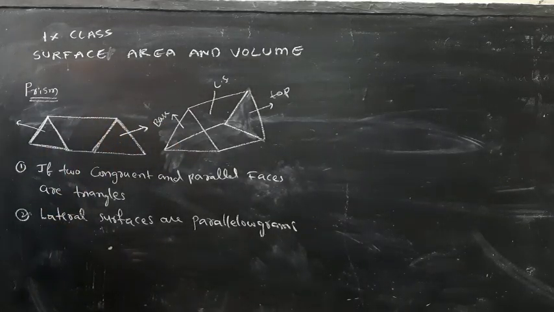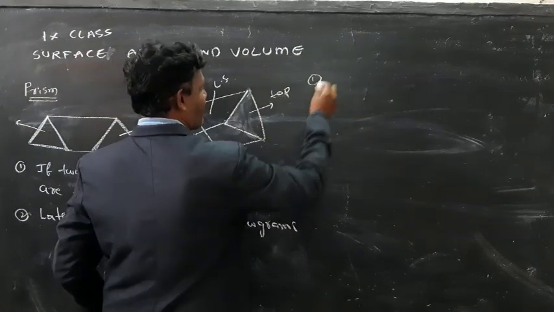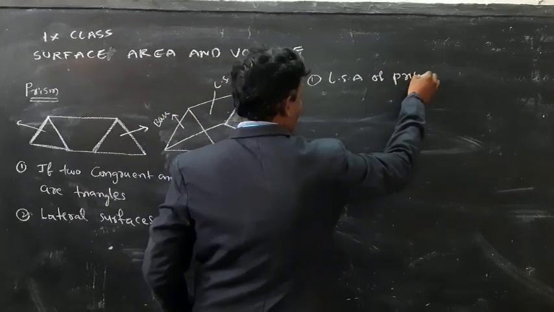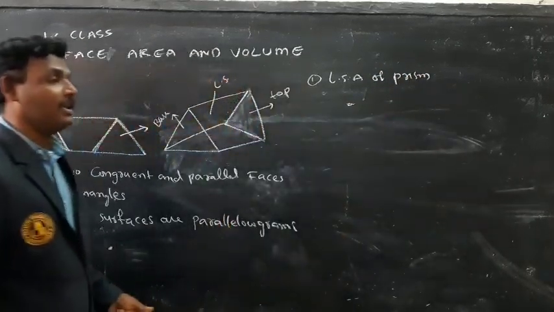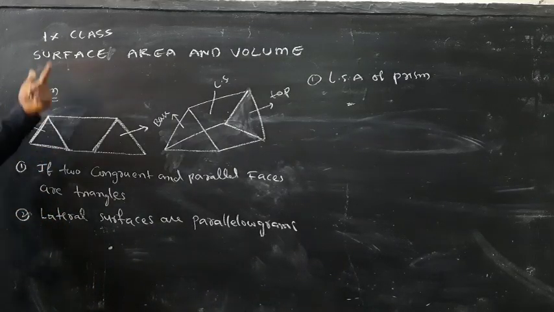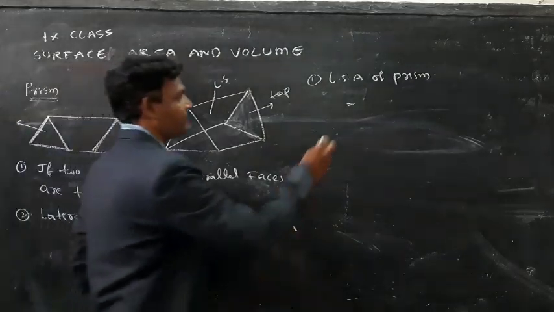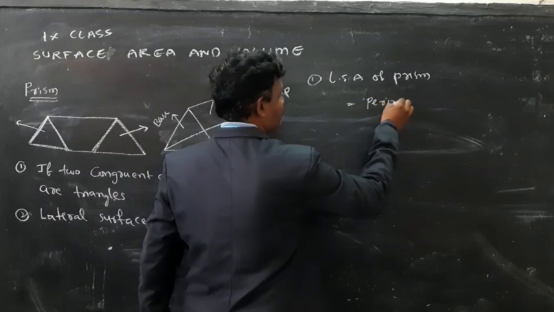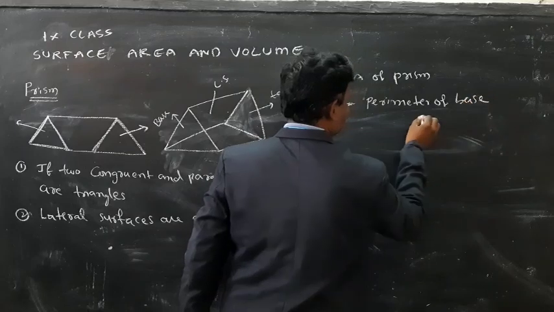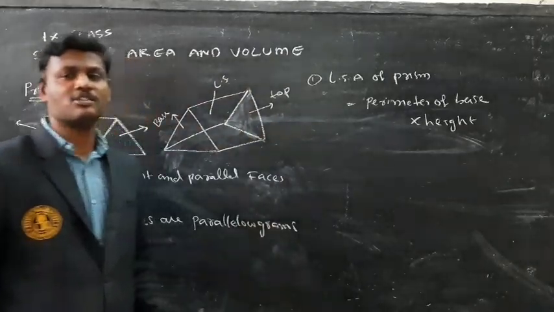Then what about the formulas of a triangular prism? For example, first, lateral surface area of prism. To find the lateral surface area of a prism, you have to take the perimeter of the base into height. What is the formula? Perimeter of the base into height.